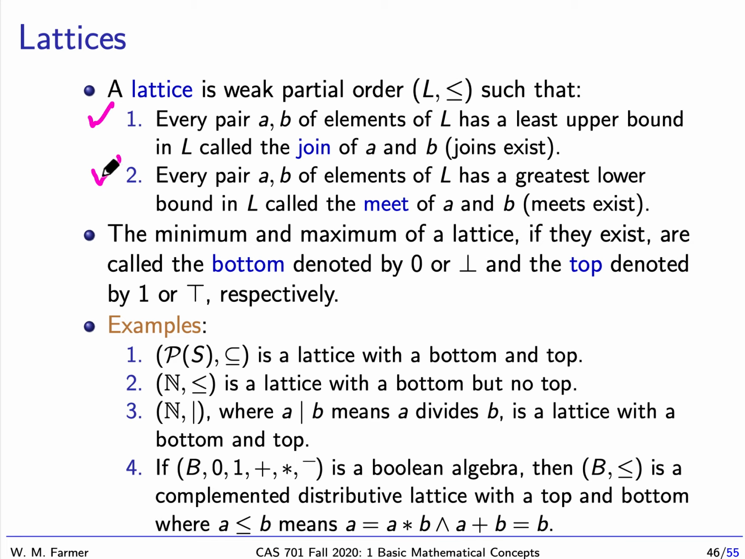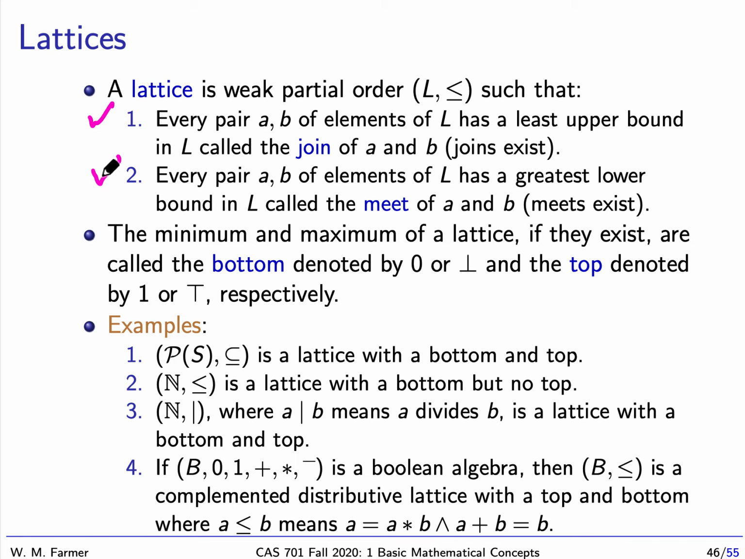The first property is that if I take any pair of elements from my domain L, then that pair will have a least upper bound in L. We call this the join of A and B. So this property says joins always exist. And similarly, for any pair of elements in L, there is going to be a greatest lower bound, which we call the meet. So this property says meets always exist. So a lattice is a weak partial order with joins and meets.